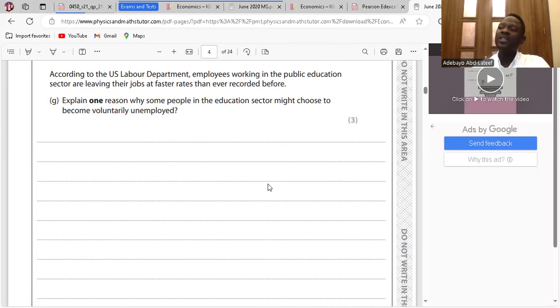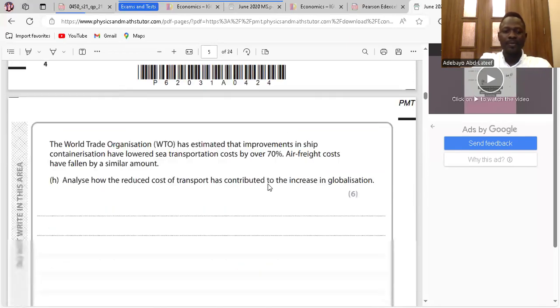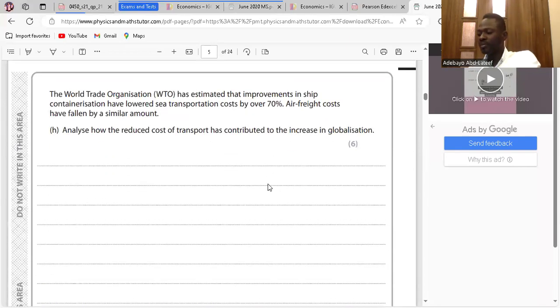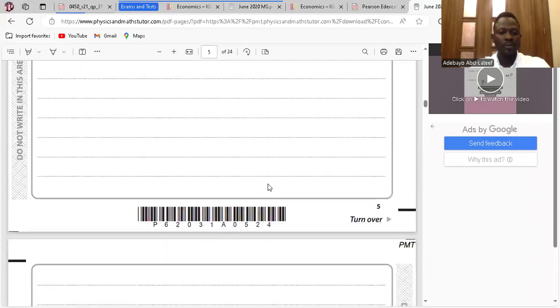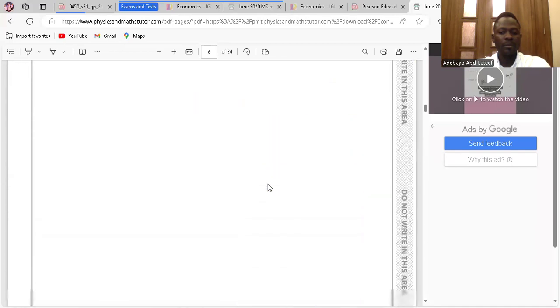Another reason is increase in government social benefits, like unemployment benefits. If government continues to pay unemployment benefits, there's this disincentive to work. So people might choose not to work, especially if the amount paid by government is higher compared to what they would earn if they are working. So people might choose not to work. Clear? Go to H.